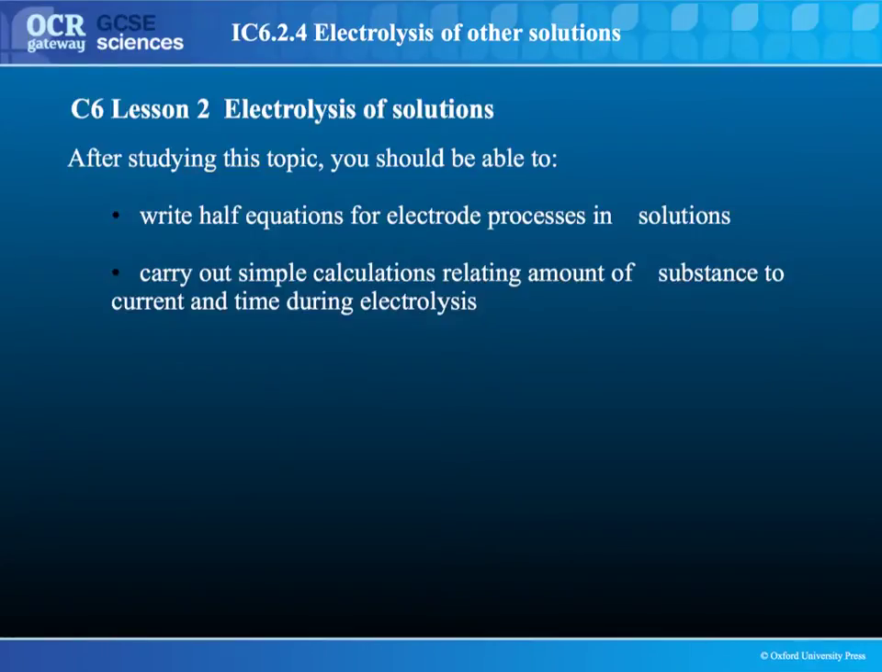So there's a very strong link in this video to the previous one, which was electrolysis of molten electrolytes and water. This is about what if you've got a solution, and we should be able to write half equations for the electrode processes that are going on and to carry out some simple calculations in terms of linking the amount of product formed in an electrolysis to the time that it runs for and to the current that's used for the electrolysis.